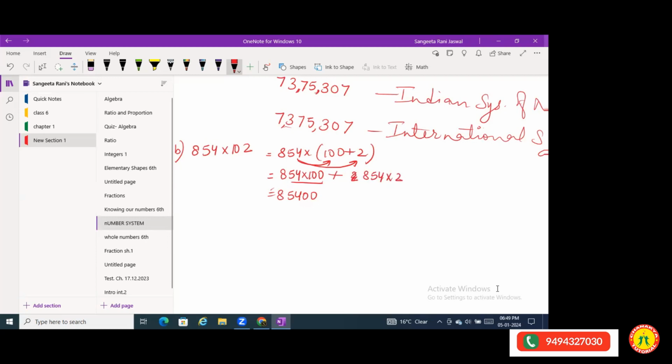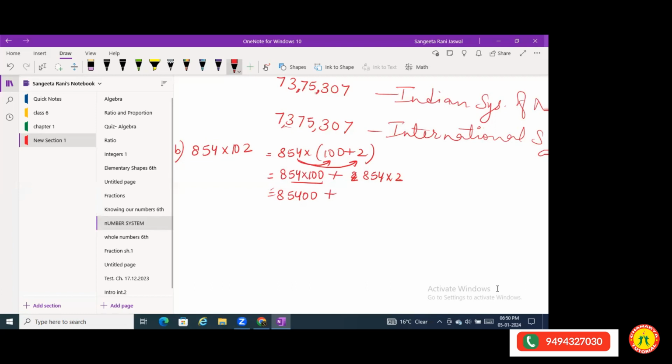This outside number has to multiply with the whole number, whatever numbers are inside the bracket. Why does it have to multiply? 854 was multiplied with 102 and not only 100. So it has to take the complete number. First it will multiply with 100, then it will multiply with 2.